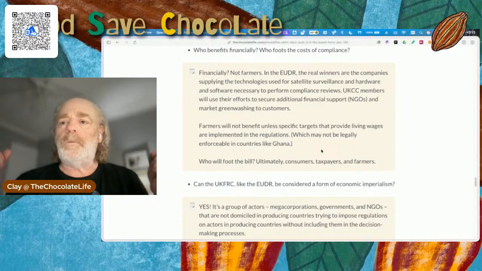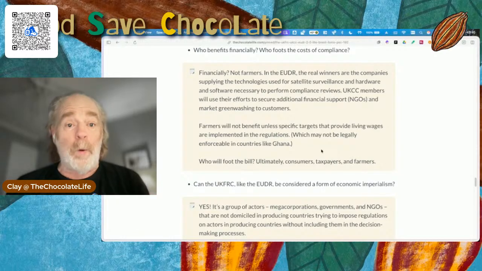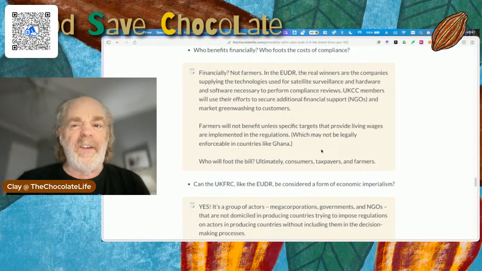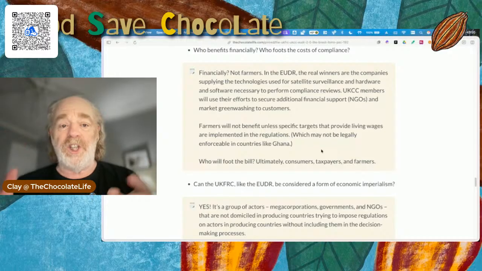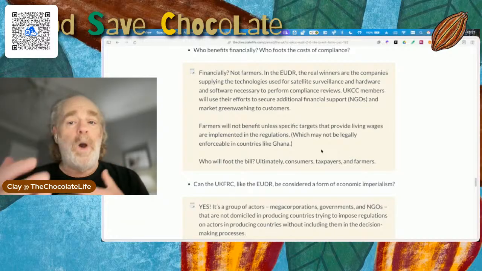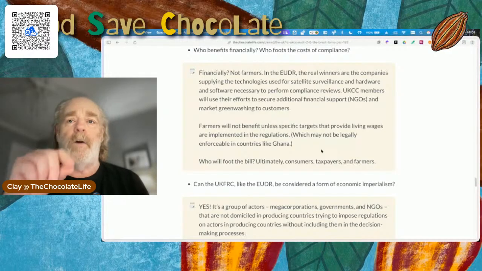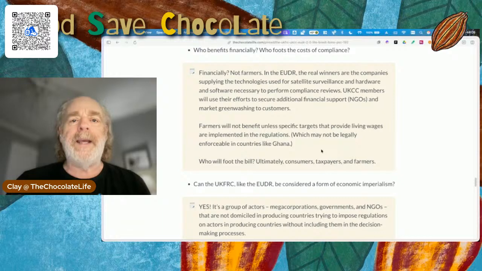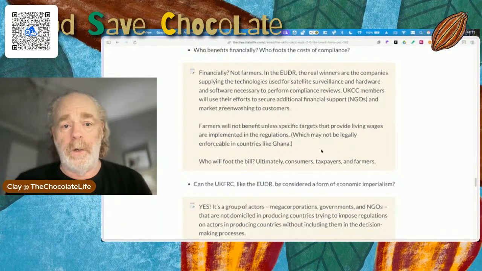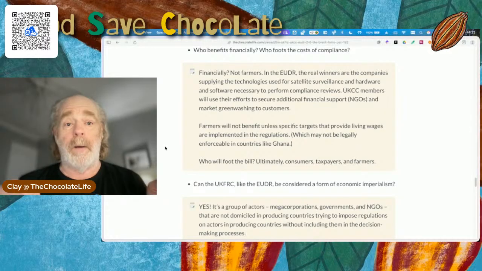So again, here's my point: all of the members of the UKCC must be aware of these challenges, and of the likelihood that even if they do get living wage or farmer livelihood language in the UKFRC, it may be unenforceable. So what is the mechanism for somebody in the UK who must conform to farmer livelihood regulations in the UKFRC? What is the mechanism for getting living wages to farmers in Ghana? It may not be possible. I'm just saying. Again, one reason why I think the UKCC is mostly performative.